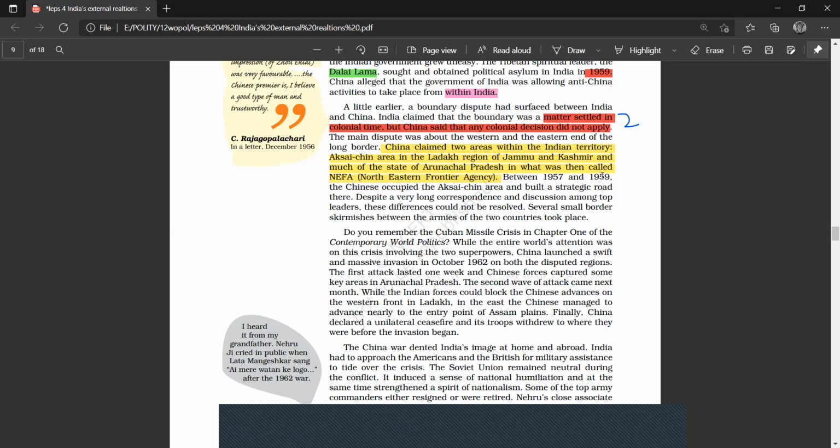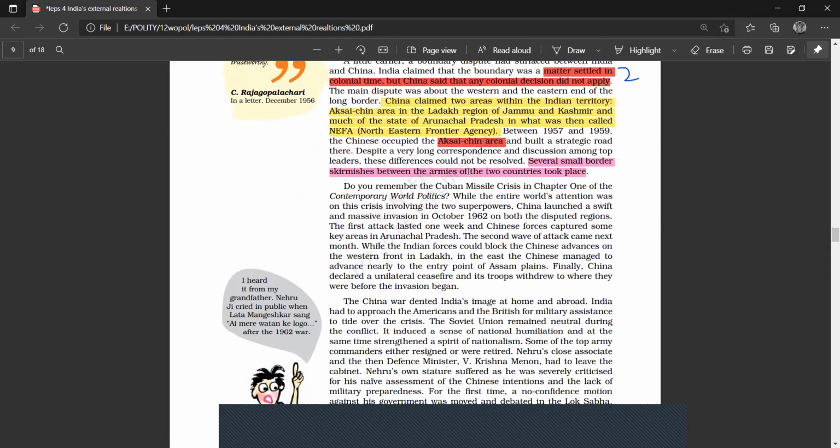Between 1957 and 59, the Chinese occupied the Aksai Chin area. This is still disputed, and they built a strategic road there. Despite a very long correspondence and discussion among the top leaders, the differences could not be resolved. Several small border skirmishes between the armies of the two countries took place. So here we can see that our relationships are getting worse and worse day by day.